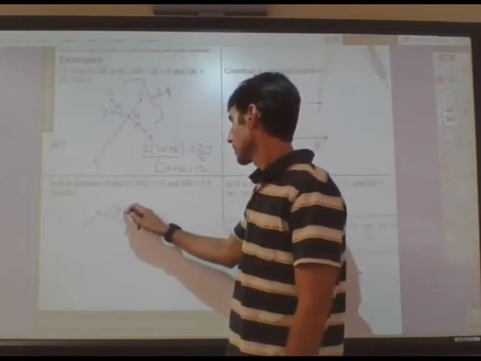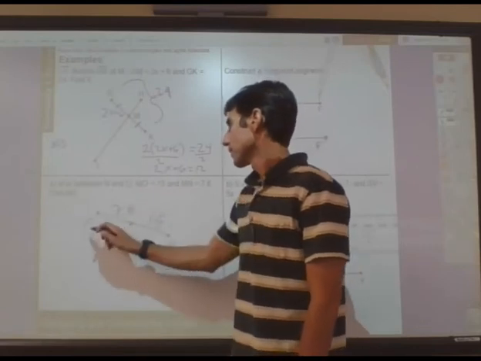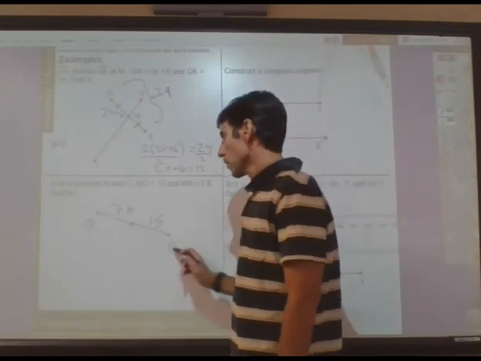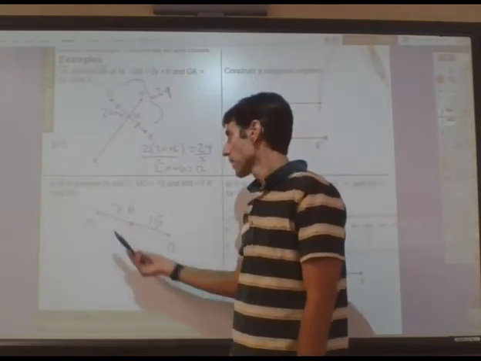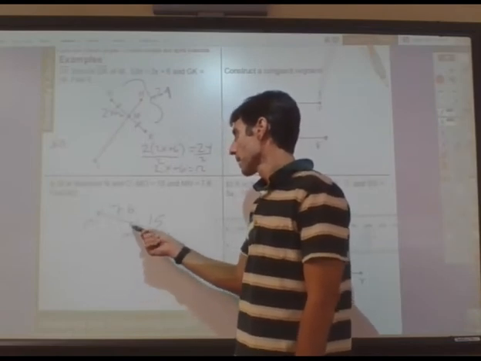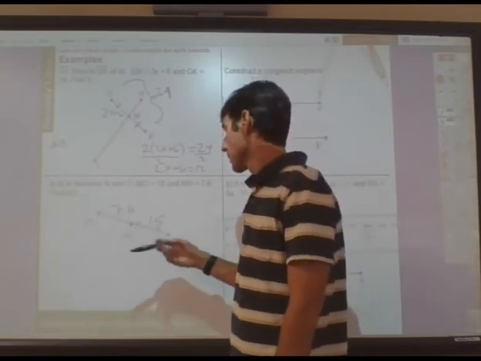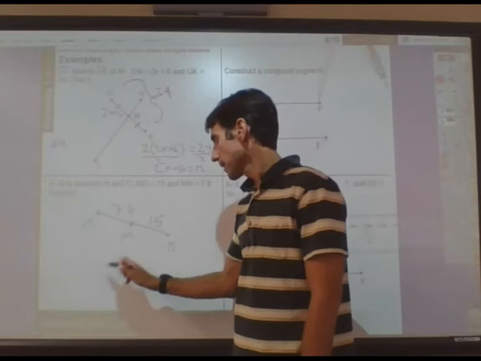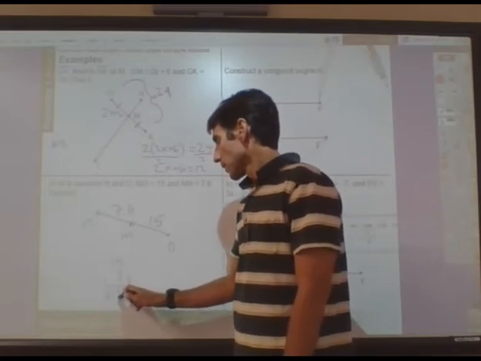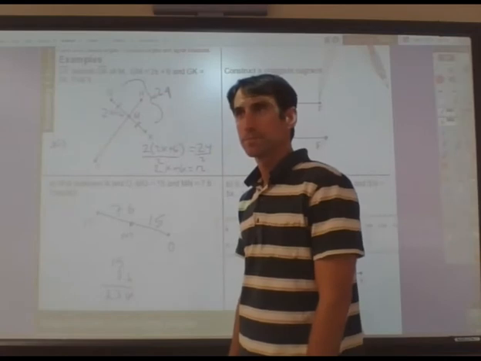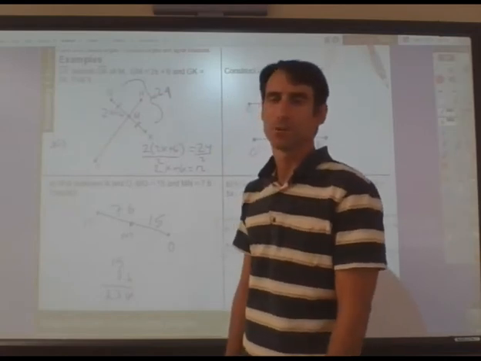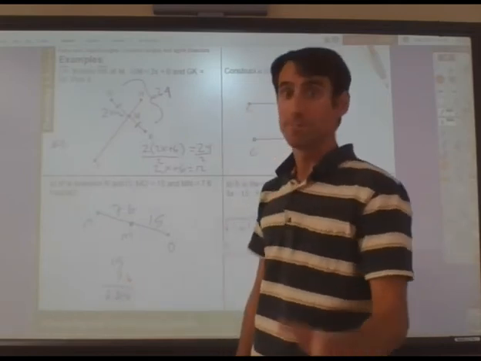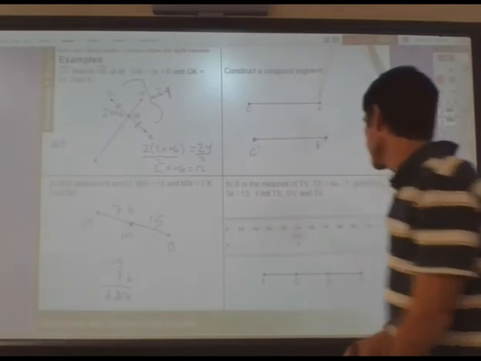MN is 7.6. Well, using the segment addition postulate, NO has to be equal to the sum of NM plus MO. So let's go ahead and add this together. So I have 15 plus 7.6, and I get 23.6. Hopefully. Nope. Jeez. It'd be 22, wouldn't it? Because 7 plus 5 is 12. Sorry.